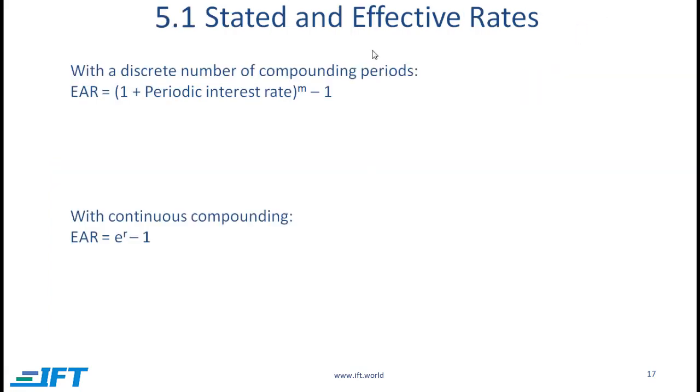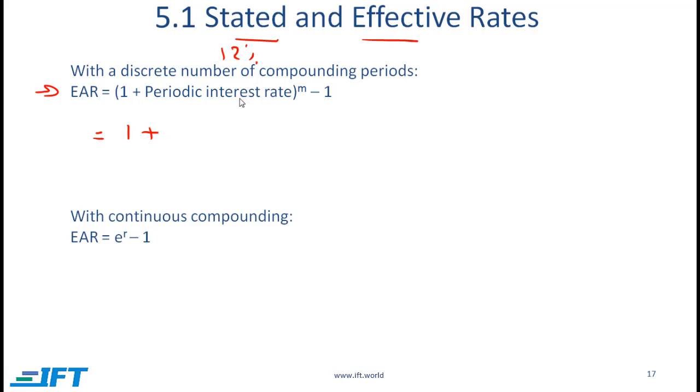And this brings us to the concept of stated versus effective rates. In the example that we just saw, the stated rate was 12% across the board, but the effective rate depends on the number of compounding periods. When we have discrete compounding, then the effective rate is calculated using this formula. Let us do this for one of the scenarios. The effective annual rate is equal to 1 plus the period rate.